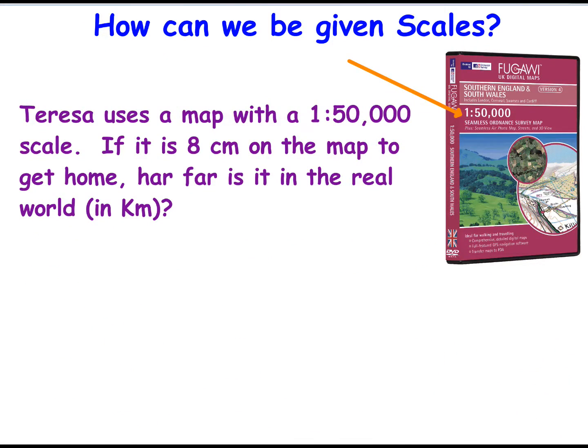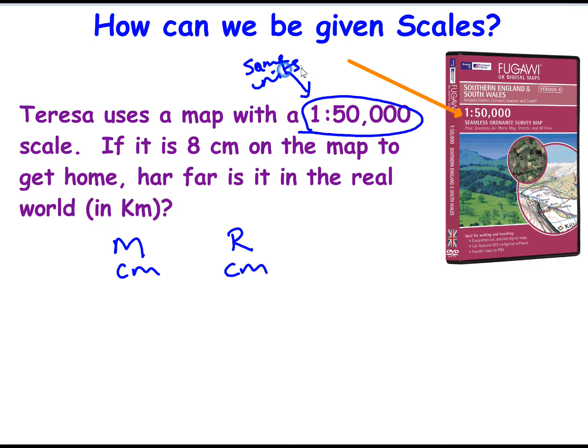Let's look at a similar scale, but with a bigger number on a map, and you get this quite a lot on maps. So Teresa uses a map with a scale of 1 to 50,000. So we've got the map and the real world, and the map and the real world are both in centimeters, because this type of scale always uses the same units. Now, if I've got 1 to 50,000, I've set up my strap line.